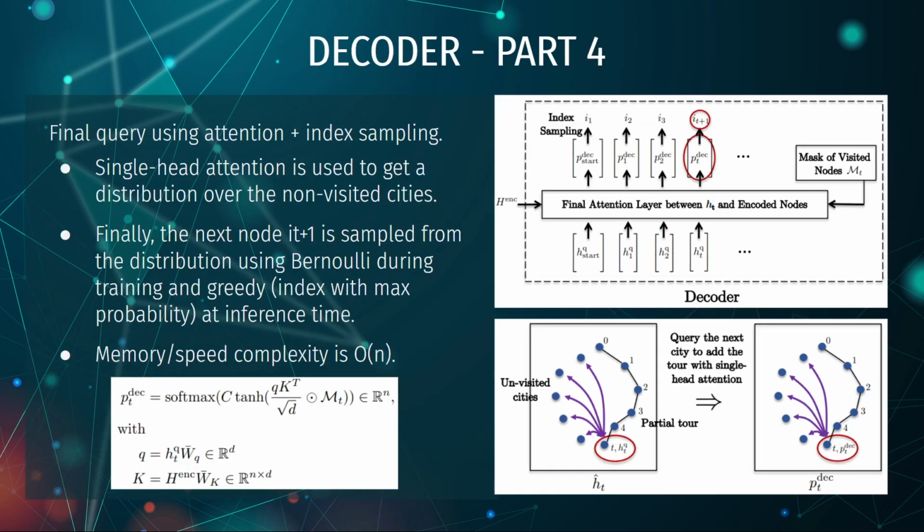So, part 4. Here, we generate the final query using attention and index sampling. A single head attention is used to get a distribution over the non-visited cities. Finally, the next node i_{t+1} is sampled from the distribution during training, and greedy, that would be indexed with maximum probability, at inference time. And the memory and speed complexity for this step would be order of n.